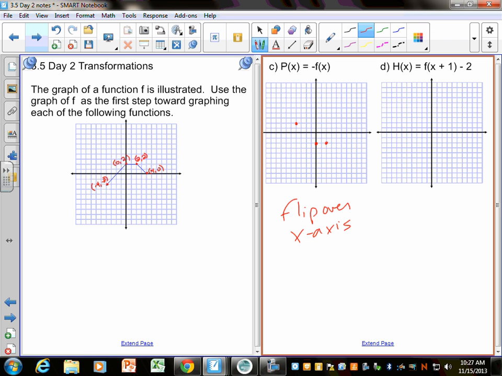What about 4, 0? Does it move? You can't flip it when it's already on there. So it's going to stay right there. So now I think it's going to kind of look like that. Okay, it flipped over.